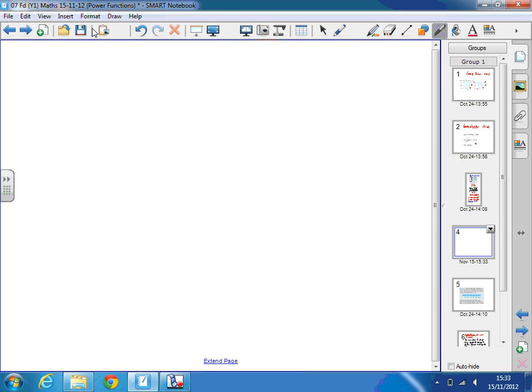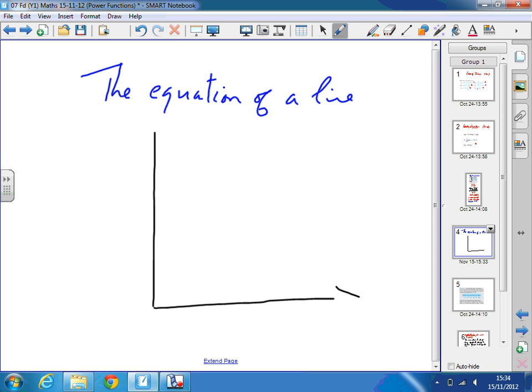If I just make a note of the equation of a line, which is something that you've all done at some point in your school careers. It's a classic GCSE topic.